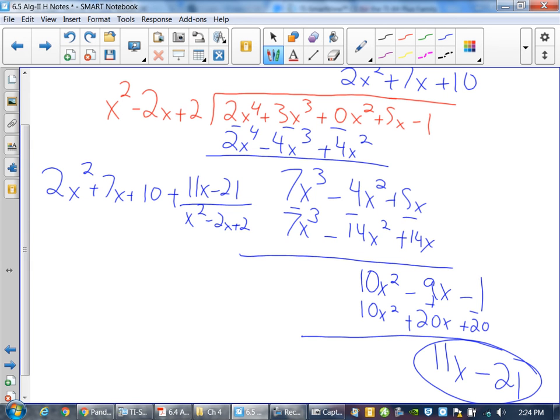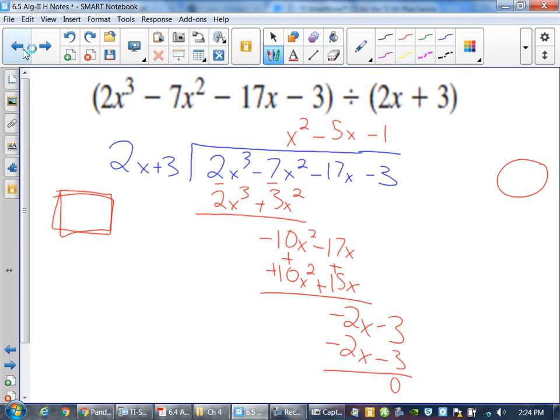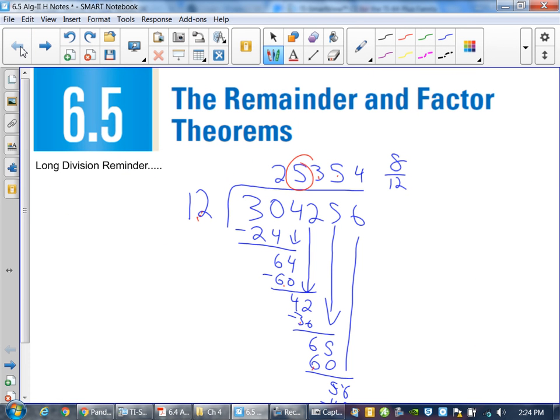No, because this is the answer right here. I couldn't do that when I did regular division, 8 over 12. In this case you can write it as 2/3. It's just a simplified fraction. In this case I can't simplify. That's all.